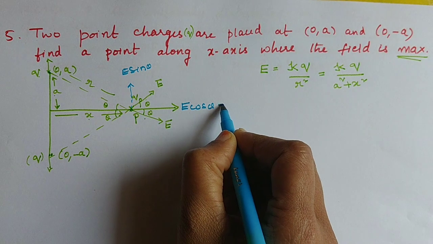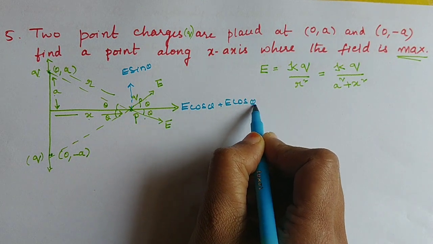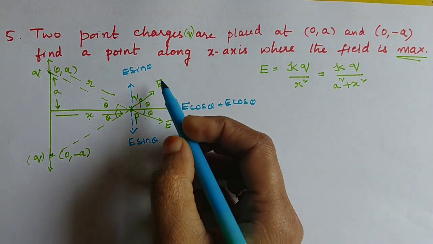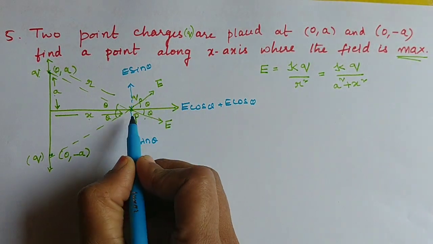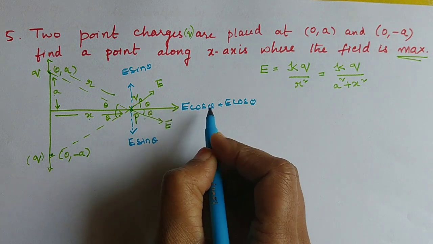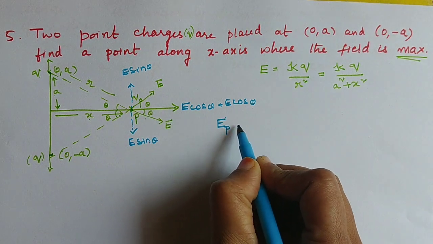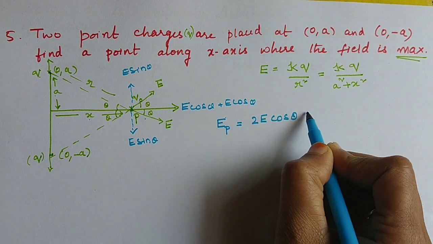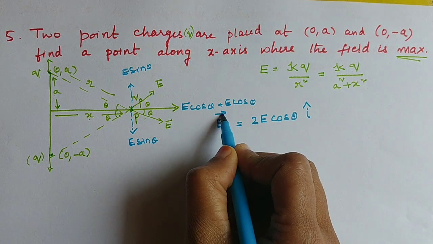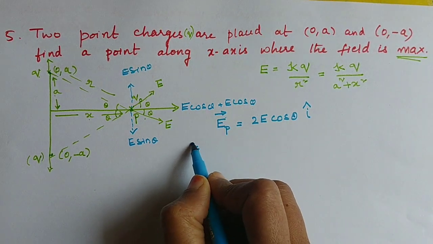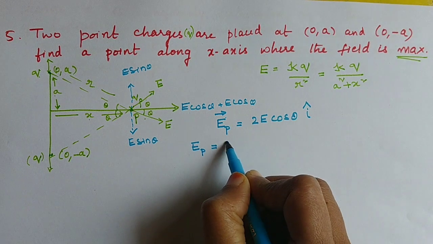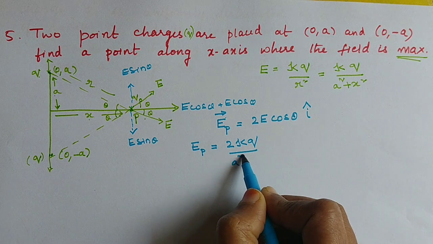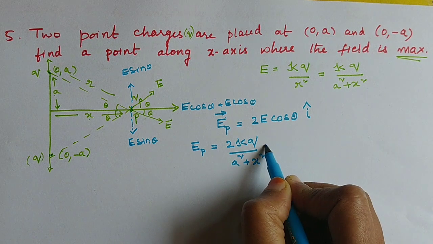Similarly, even for this I get another E cos theta and E sin theta. Sin theta components would anyway get cancelled. The net field is only due to cosine components. So E at the point P would be 2E cos theta along i cap if you write it in vector form. Now put the value of E. Field at the point P is 2 K constant, Q constant, over A square plus X square.